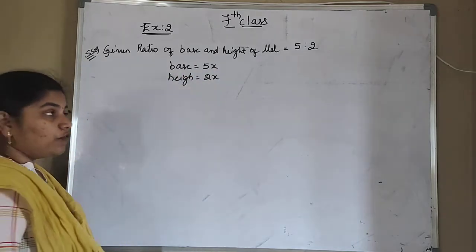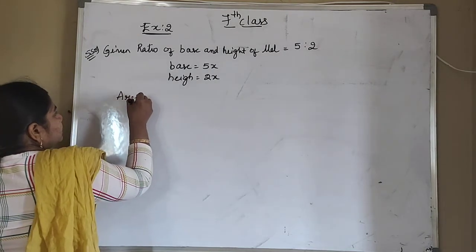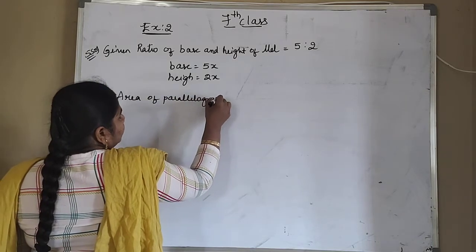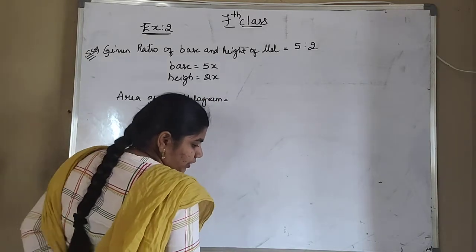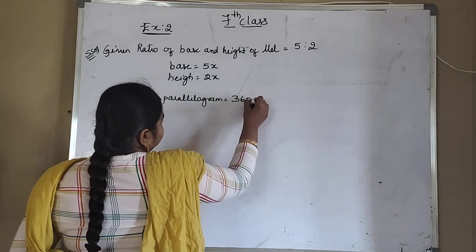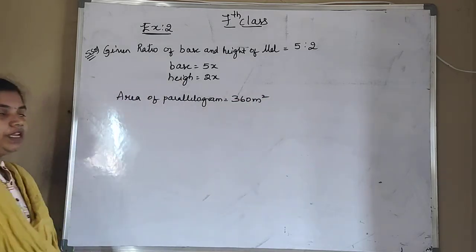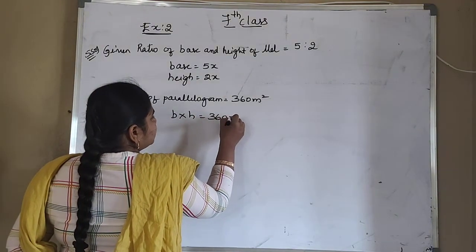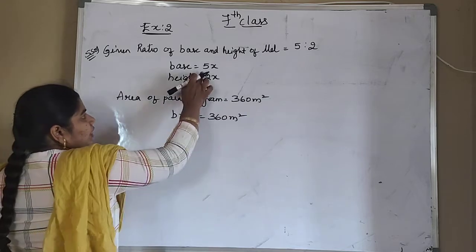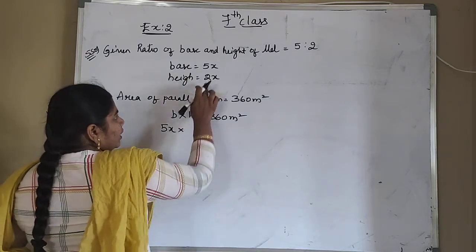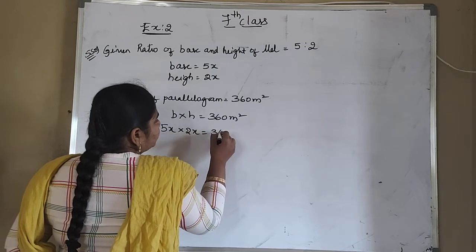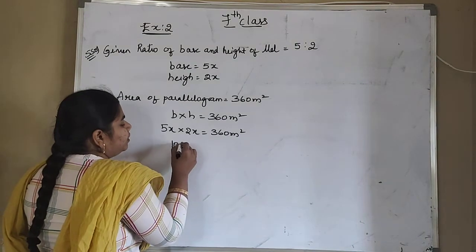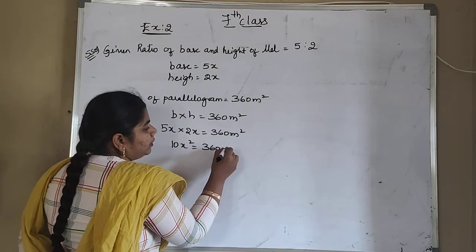Okay, so now area of a parallelogram value, how much they have given? That is 360 meters square. Okay, so what is the area of a parallelogram formula? That is base into height is equals to 360 meters square. So base value is 5x into height value is 2x is equals to 360 meters square. Okay, so 5 2s is 10x square is equals to 360 meters square.